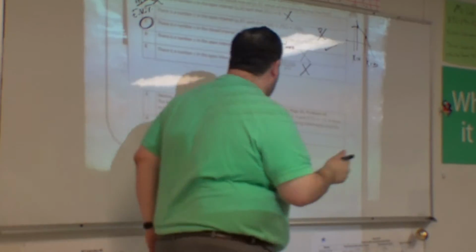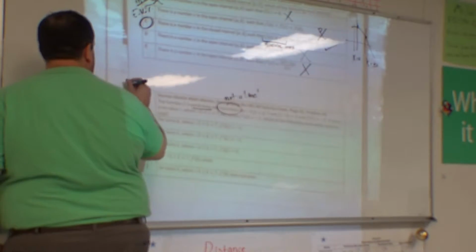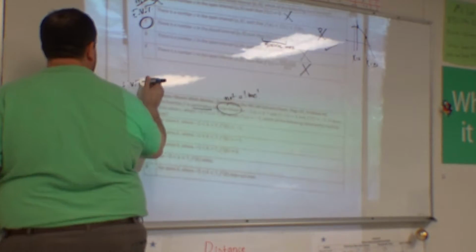The EVT, the extreme value theorem, right? The one that says there's always a max, there's always a min. And Eunice, any other theorems that we can use for sure?